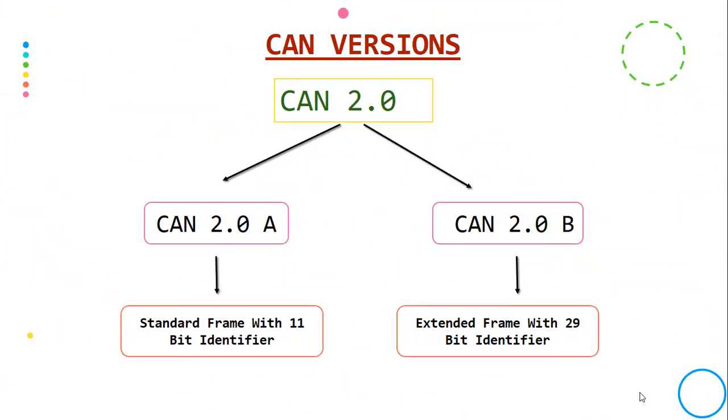First, we shall see the CAN versions. The latest CAN version is CAN 2.0. It has two subversions, that is CAN 2.0A and CAN 2.0B. The CAN 2.0A supports standard frame format with 11-bit identifier, and CAN 2.0B supports extended frame format with 29-bit identifier.